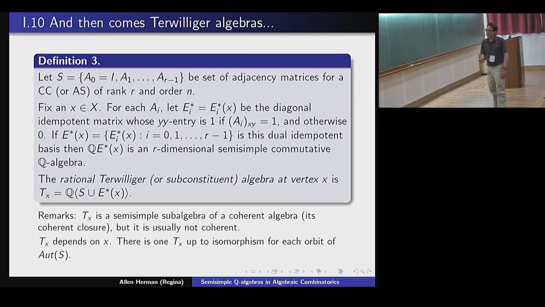It will depend on x, and you get one of these for each row, but the ones where the rows are being permuted by the combinatorial automorphism group of the scheme, those will be the same. So there's one of these for each orbit of your automorphism group, and that doesn't mean much because some of these association schemes have trivial automorphism group, and so you can get n different Terwilliger algebras from them.